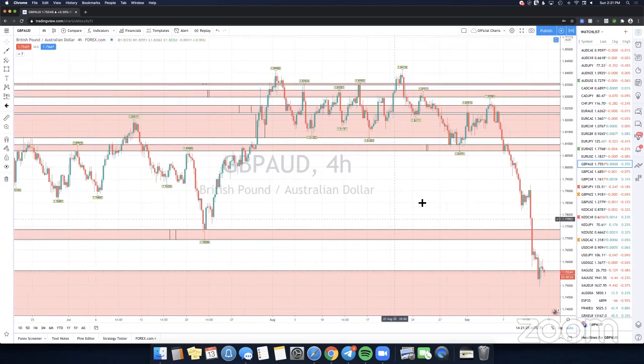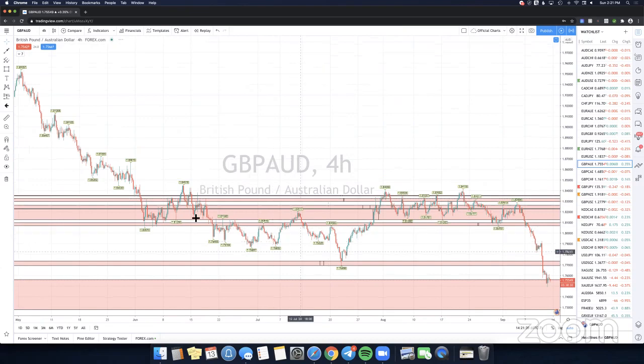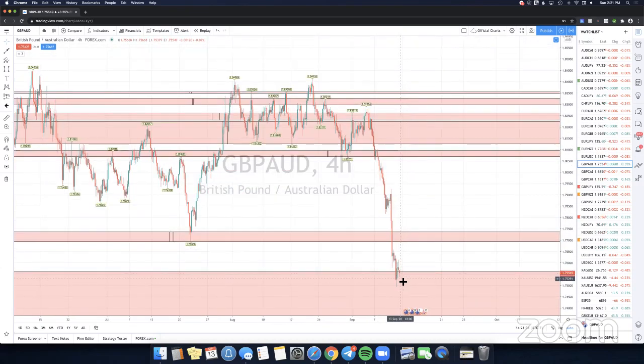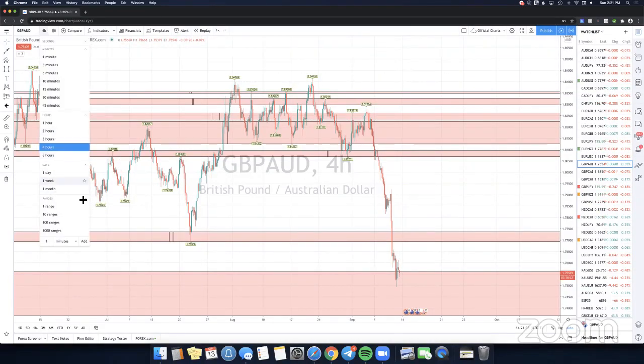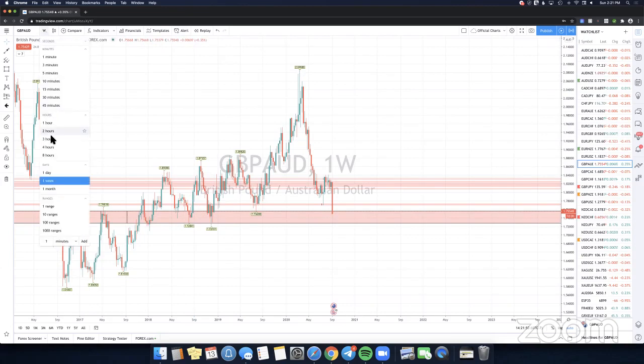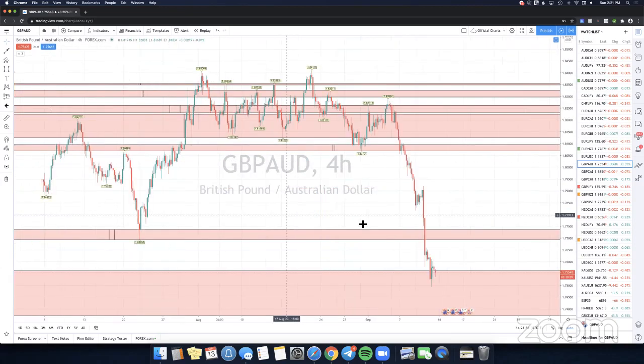Zoom out. Here you can see nicely plotted zones, and price reached this area, which it hasn't tested for weeks. Let me go back to the weekly chart and see when the last time it tested was. Geez, a long time ago. This didn't test since July 2019. That's more than a year ago. That's crazy. So this is a strong zone right here, and it was already identified from more than a year ago.